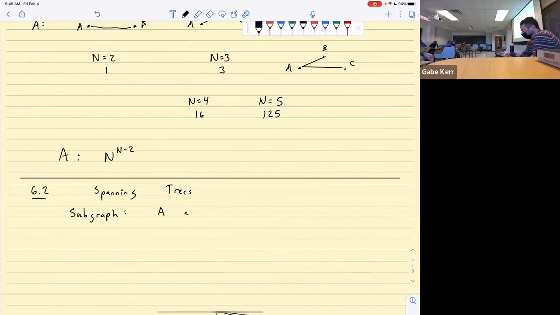A subgraph of a given graph is a graph whose vertices and edges are contained in the larger graph.